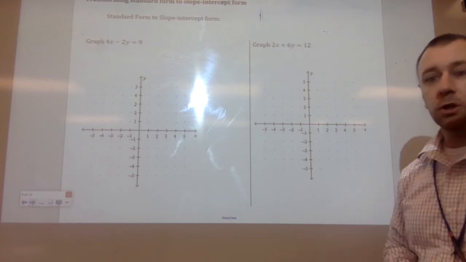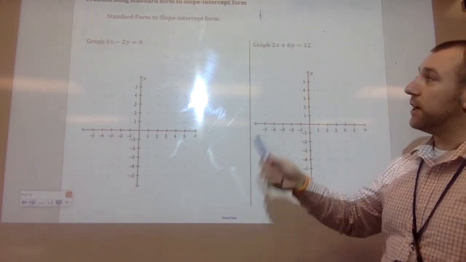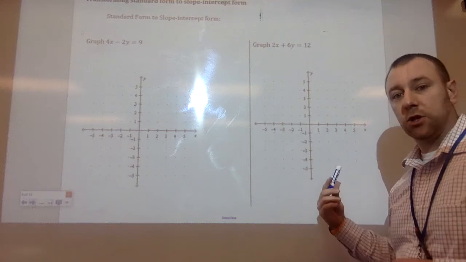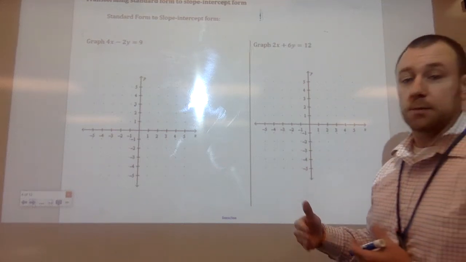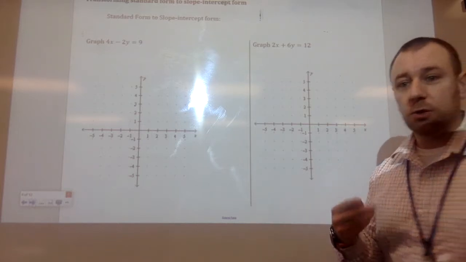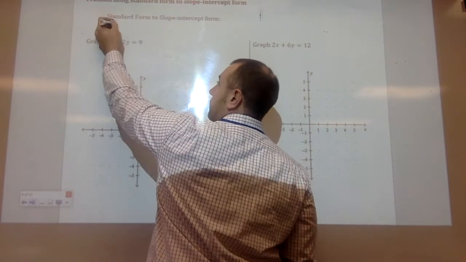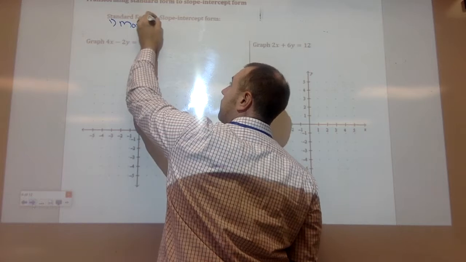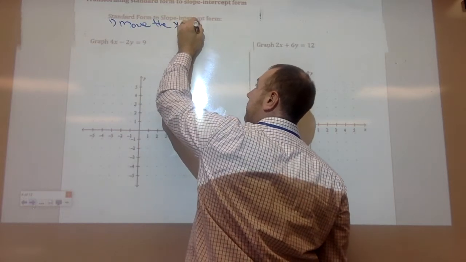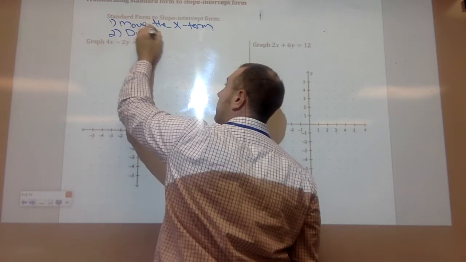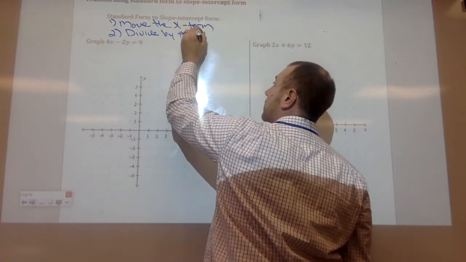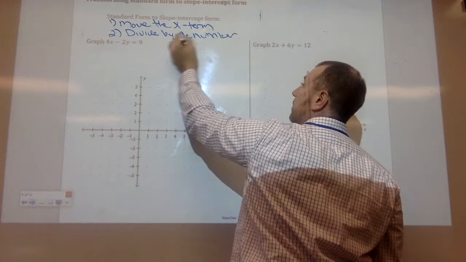In this next process, you're going to transform standard form into slope-intercept form. Slope-intercept form is y equals mx plus b. I do it in 2 steps. Step 1, move the x term. Step 2, divide by the number in front of y.